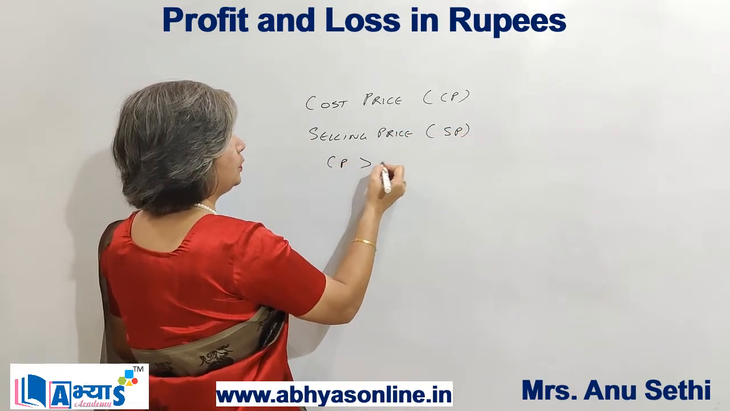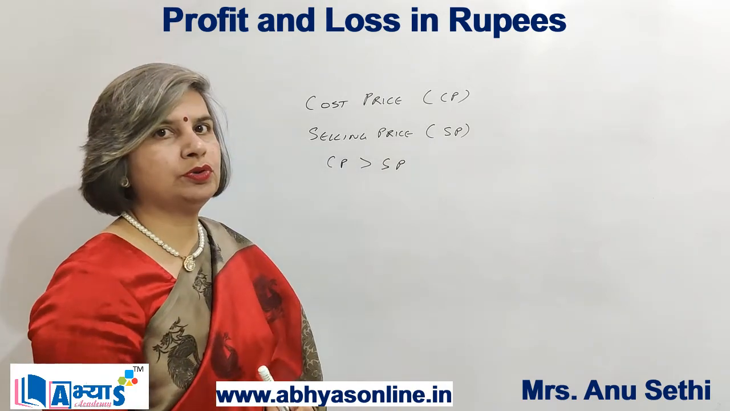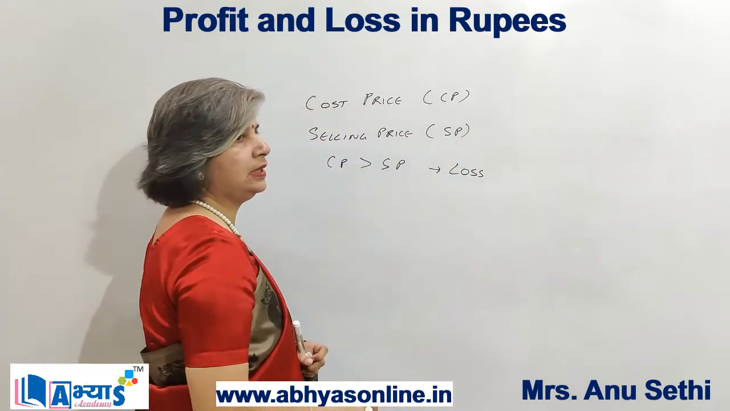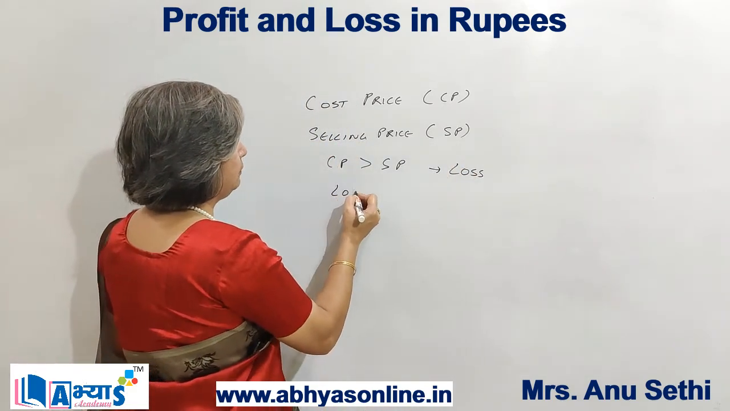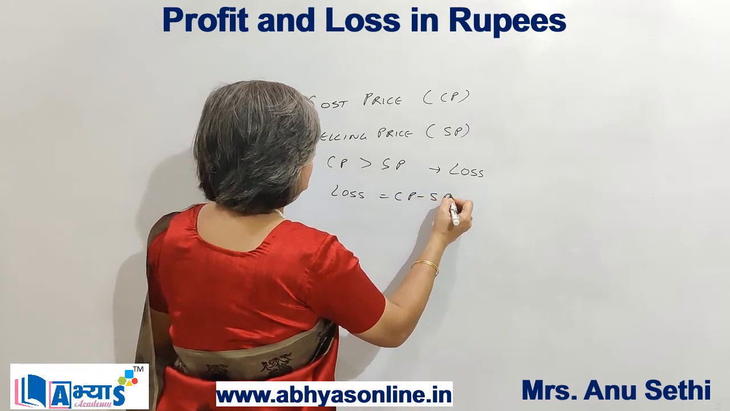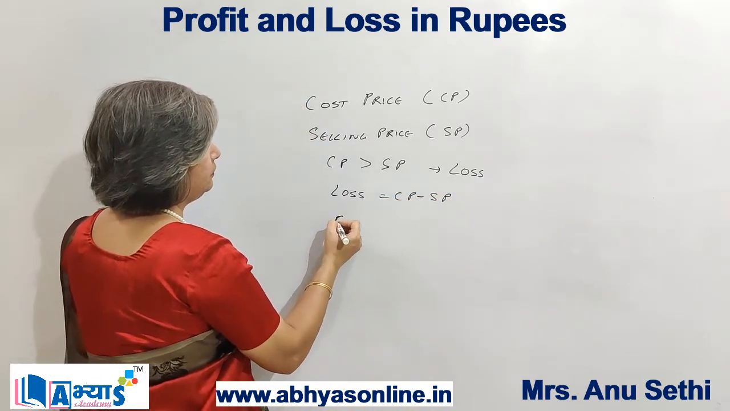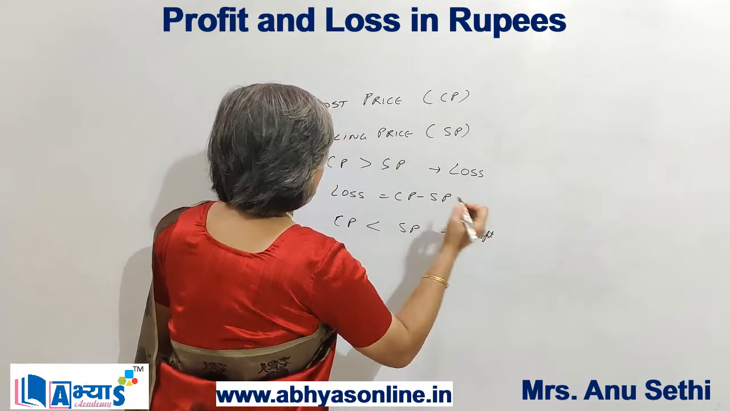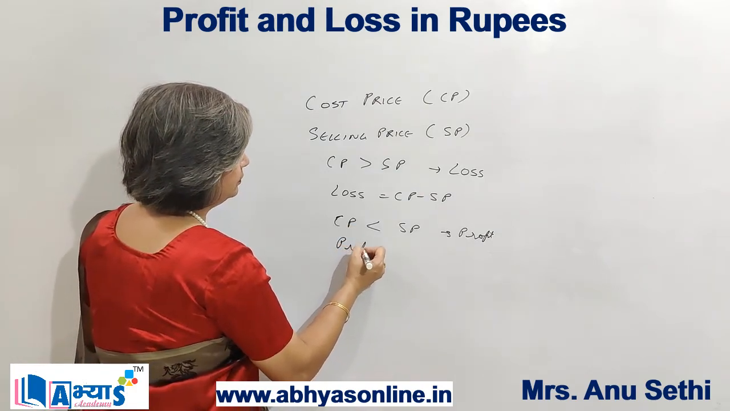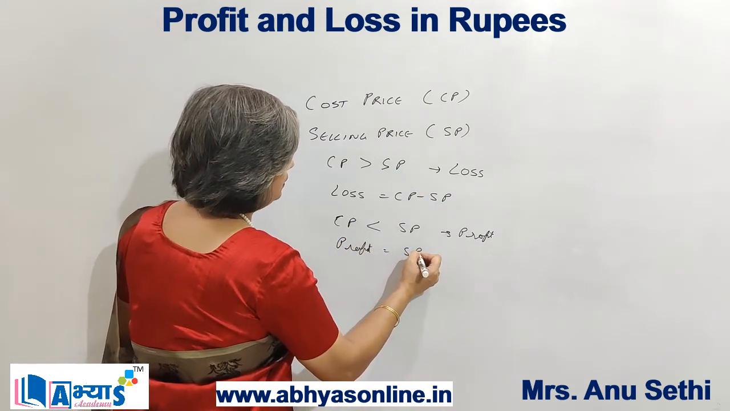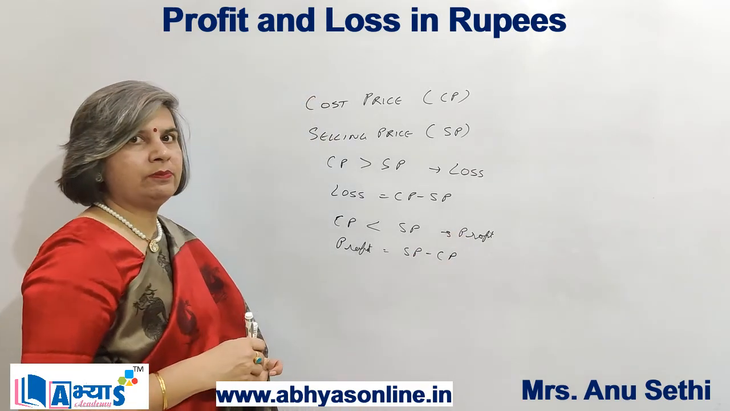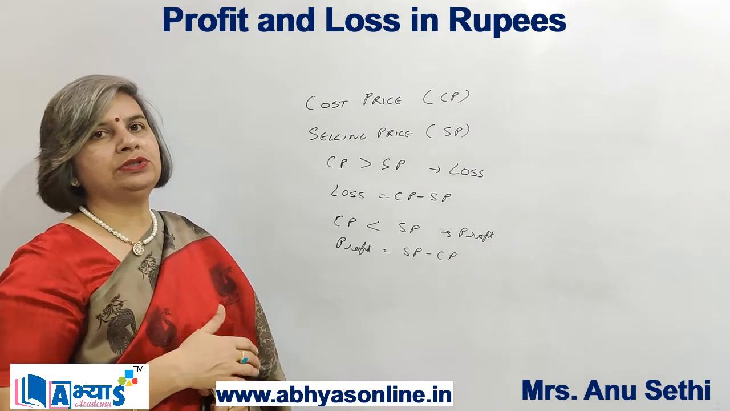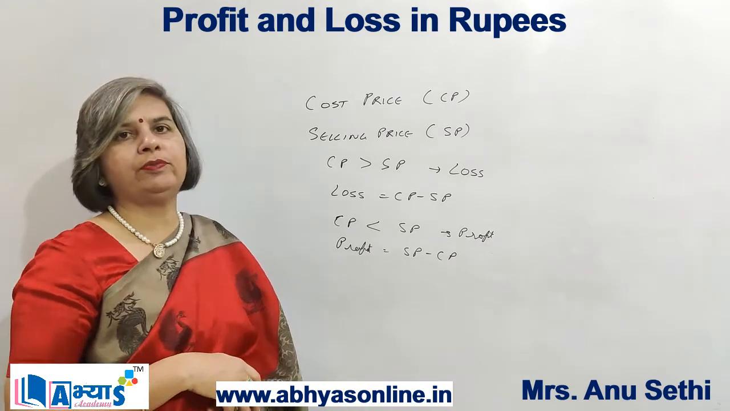If CP is more than SP, that means the cost price was more than the selling price. So we can say we are having a loss in selling that article, and the loss will be equal to CP minus SP. But if the cost price is less than the selling price, then we say we are having profit, and the profit is equal to SP minus CP. So whenever we are buying something and then selling that thing, we are in the situation of profit or loss.